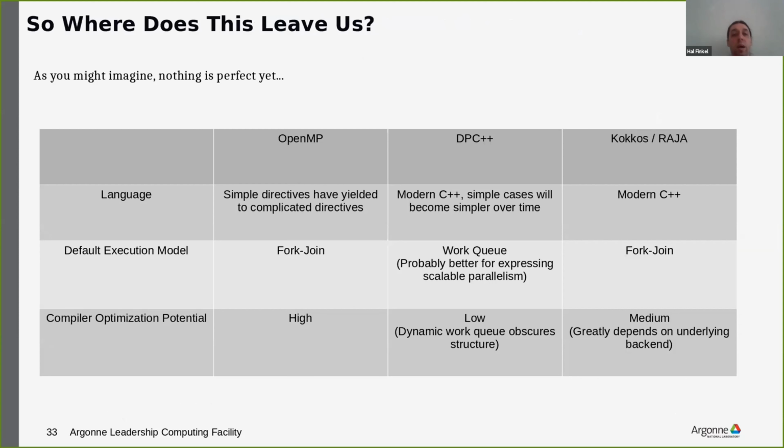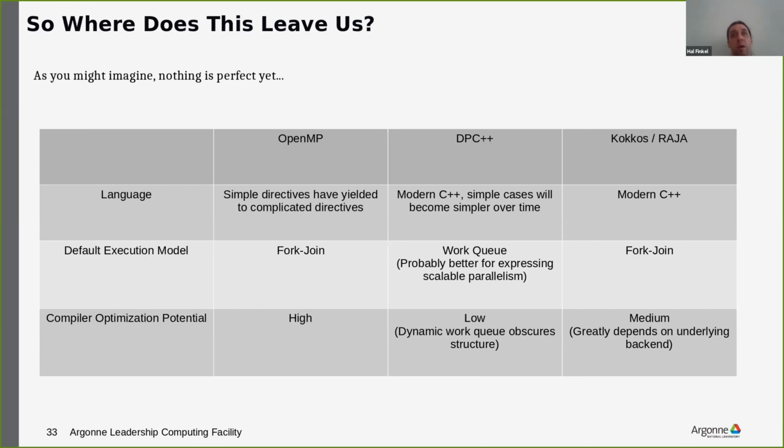So here we have OpenMP, we have DPC++ and SYCL, and we have Kokkos and RAJA. Now, one thing that is important to realize is that the compiler has different levels of visibility into these different models, and for things like Kokkos and RAJA, it depends greatly on what the underlying backend layer is. So the compiler optimization potential for OpenMP, for instance, seems to be higher than for SYCL because the constructs are more directly visible to the compiler for OpenMP.